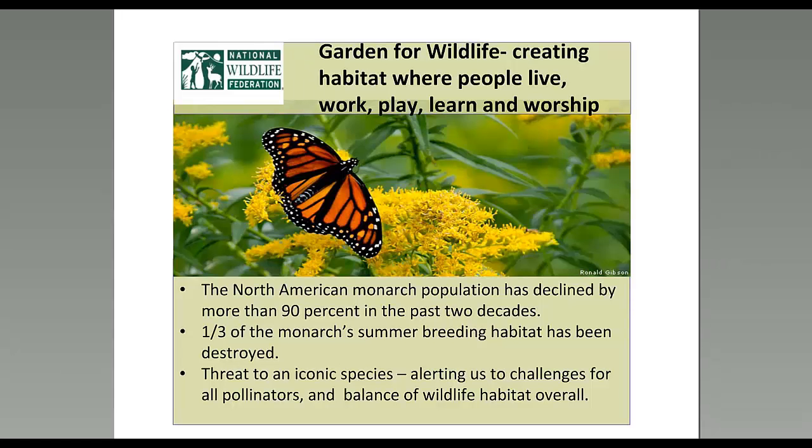As many of you are familiar with, habitat is so important now, and the public is really rallying in understanding these pressing issues the monarch butterfly is facing: the decline in habitat and the population, down 90% over the last two decades, and one-third of the summer breeding habitat being destroyed. As Donna mentioned, it's a flagship species. It's iconic. People are rallying around it and helping to understand the full plight of pollinators and other habitats.